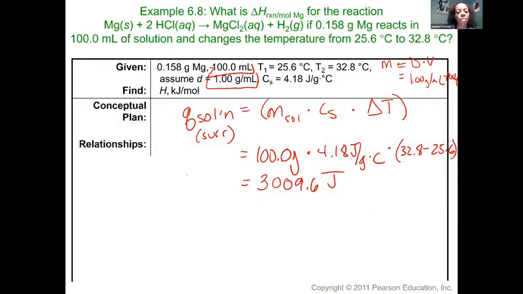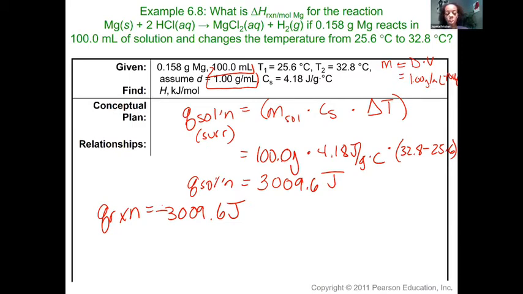If that's the heat of the solution, the heat of the reaction would be the same thing, but opposite. The reaction lost that heat, and the solution gained that heat. This also equals the enthalpy of the reaction because, again, those other variables drop away. We're looking for our enthalpy in units of kilojoules per mole, so we need to figure out how many moles of the substance we have.